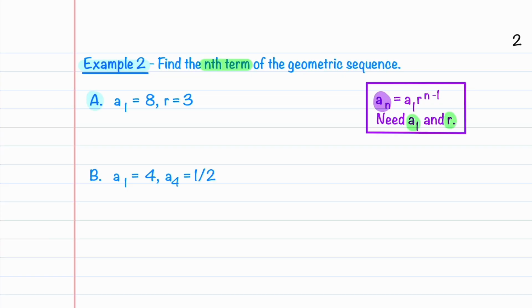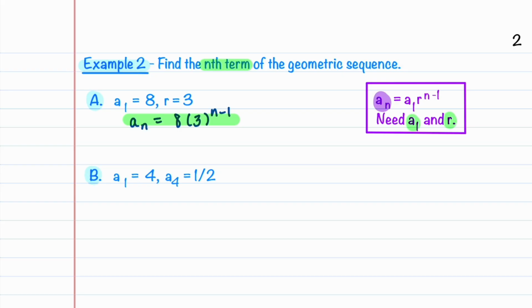Let's look at our first example. This one, we are actually given a1 and r, so we can just write down that a sub n is equal to a1, which is 8, times r, which is 3, raised to the n minus first power. And there's our answer.